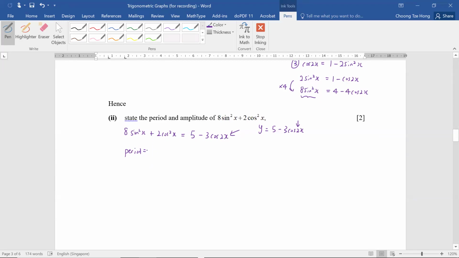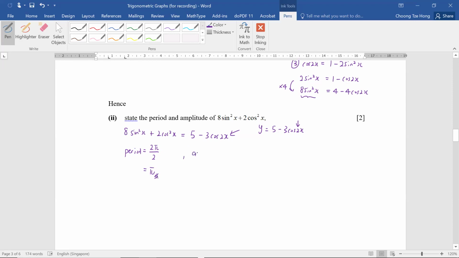Anyway, if you want to find a way to calculate it, what you do is you always take 360 or 2 pi, then you divide by the number in front of x. So if the number in front of x is 2, then the period will be 2 pi over 2, which will be pi. Okay, so this will be the period.